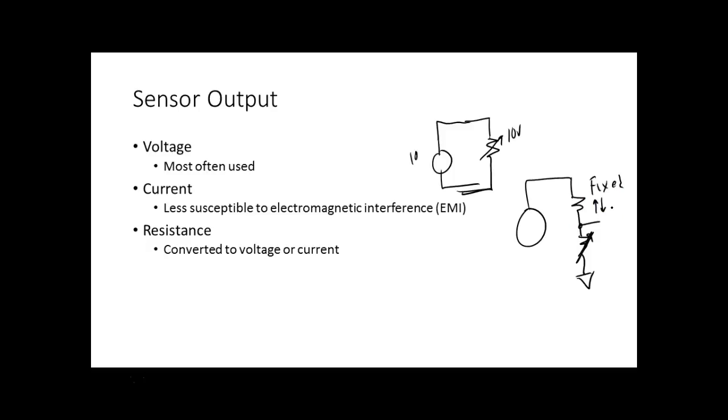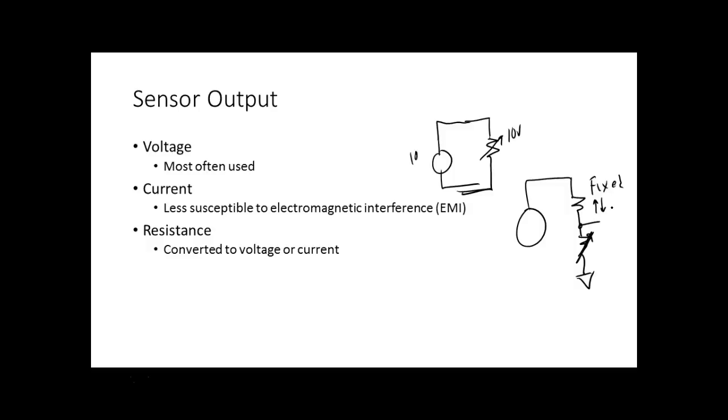So all I need to do is to take a sensor that changes with the resistance, hook it in series with a fixed resistor, right? You understand? And now the sensor will appear to generate a voltage. That makes sense. Well, that's basically what you're doing.